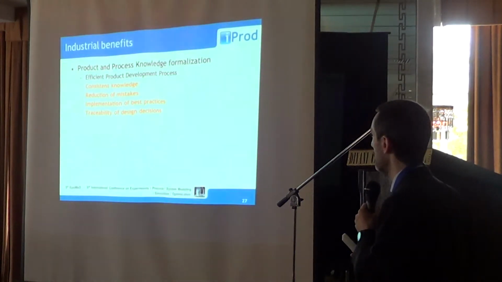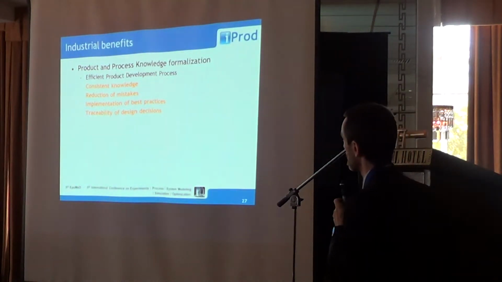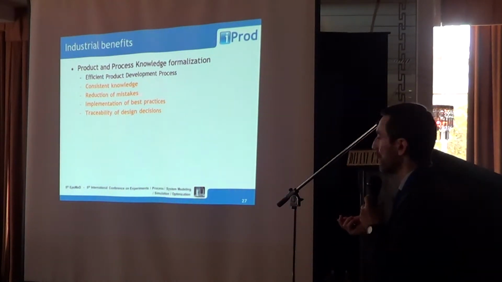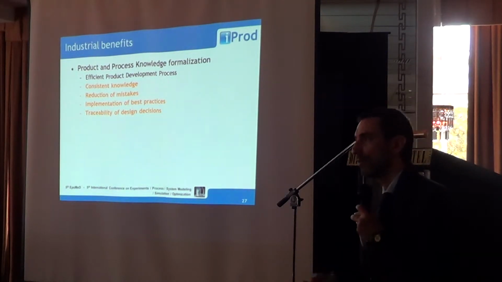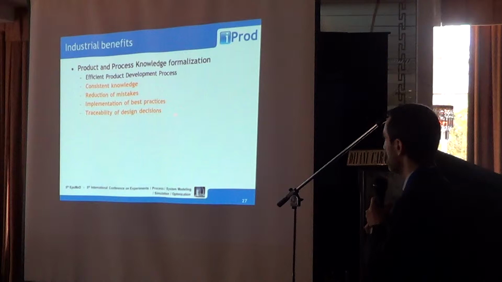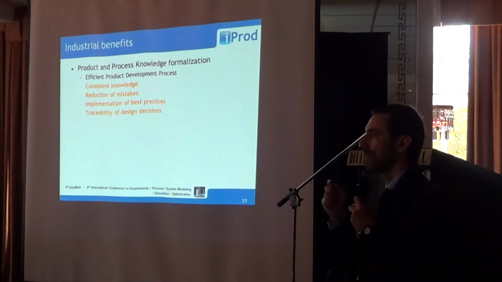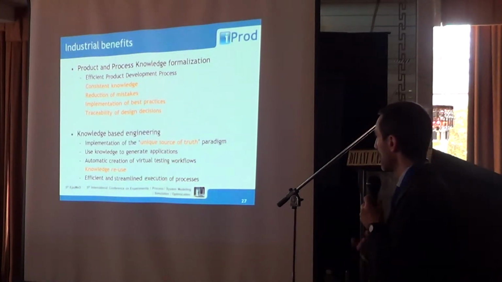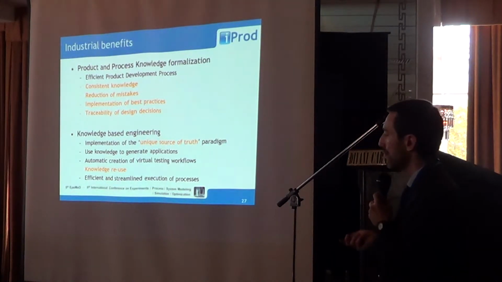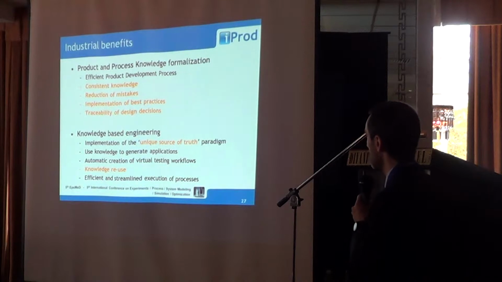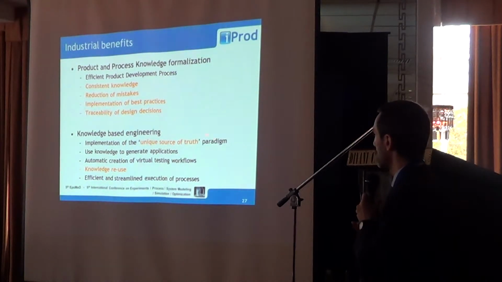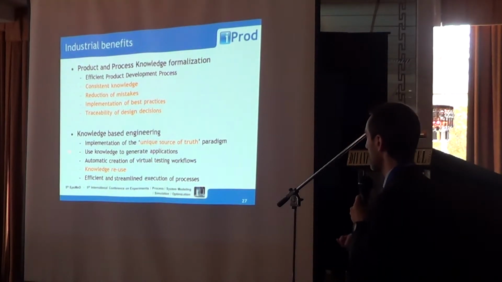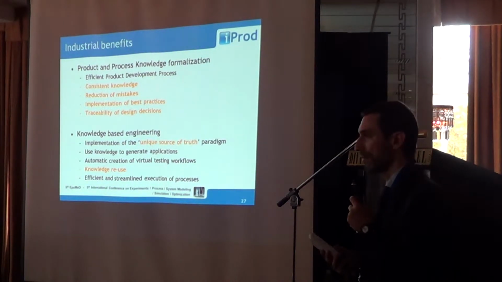The benefits that you get clearly are on the fact that product and process knowledge formalization reduce mistakes, implements the best practices on a concrete way, not through quality manuals, and makes sure that when you take a decision, this decision is traceable. And allows you to use this very powerful paradigm, which is knowledge-based engineering, where this knowledge resides in one single place and is accessible to everybody, and can be reused as much as you want, updated, improved.